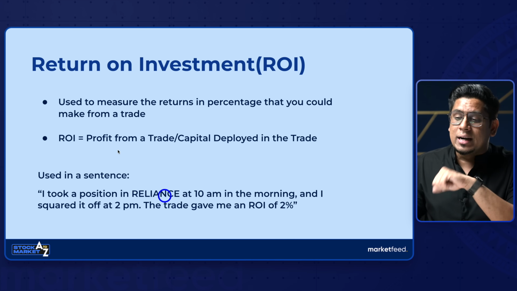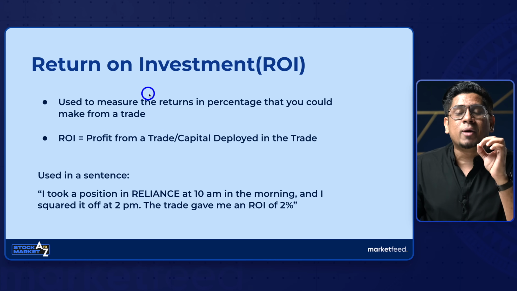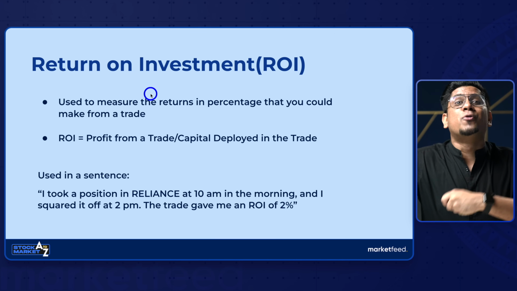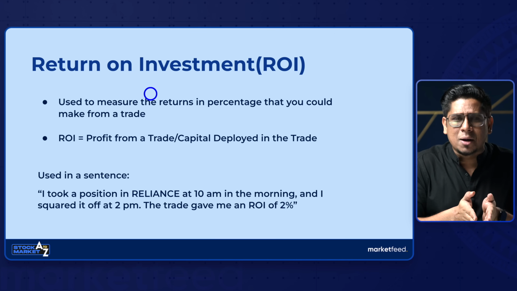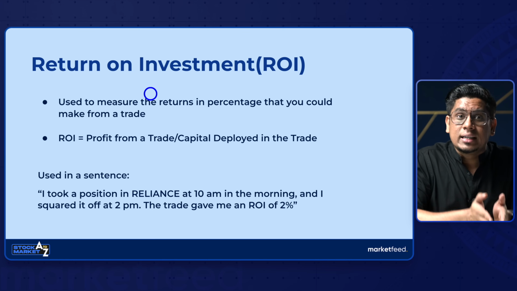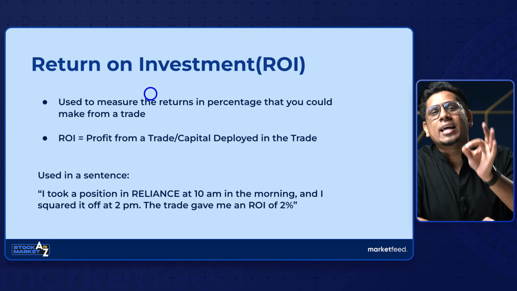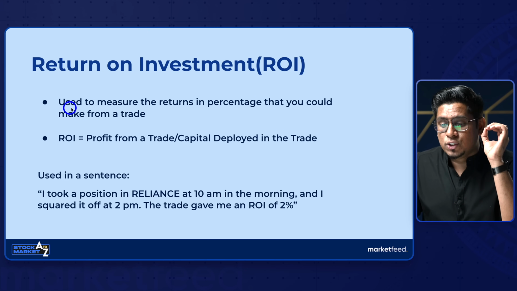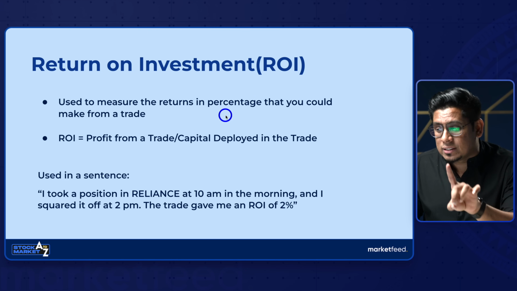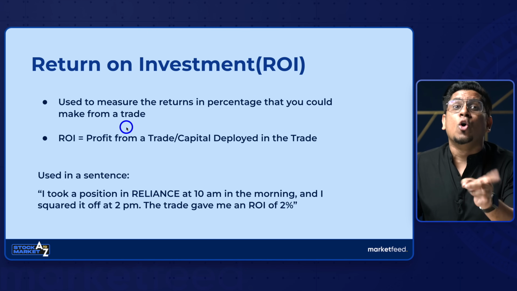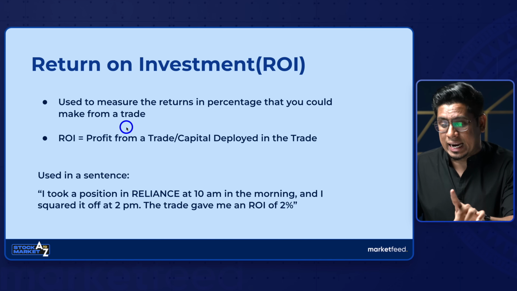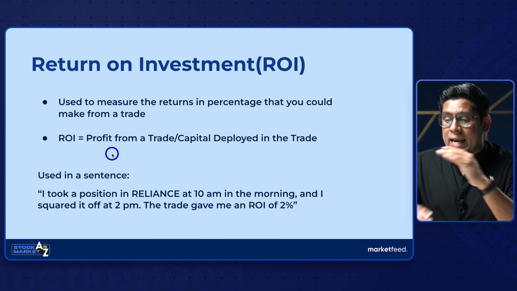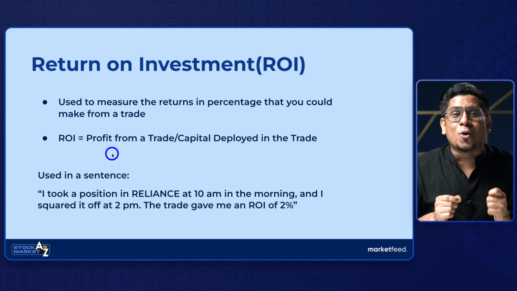The next term we have to understand is return on investment. ROI is again used to measure how your trade performed. You can understand it is a percentage number again. It will tell you how much returns you made from a specific trade that you've taken. Return on investment, or ROI, is used to measure the returns in percentage that you could make from a trade or that you already made from a trade. The formula here is ROI is equal to profit from a trade divided by capital deployed in the trade.